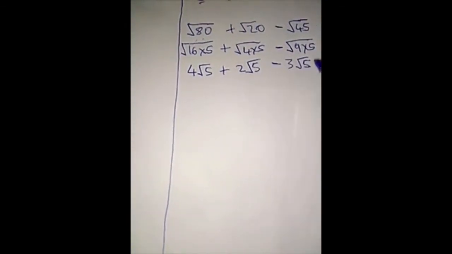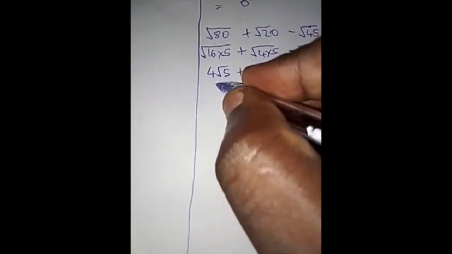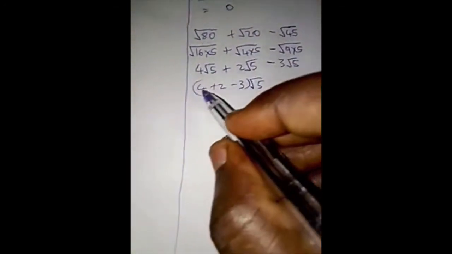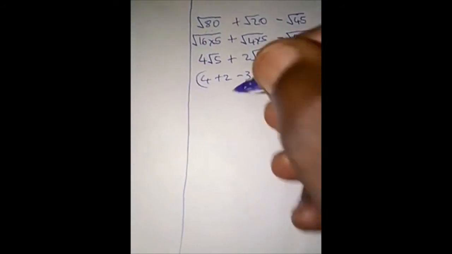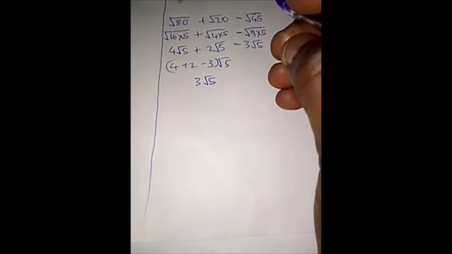Here is root 5, root 5, root 5. So hence I'm going to have just 4 plus 2 minus 3, times root 5, and 4 plus 2 minus 3 will be 3, so I will be having 3 root 5 as the final answer. So very simple. Let's try the last one out and see how it is going to be.